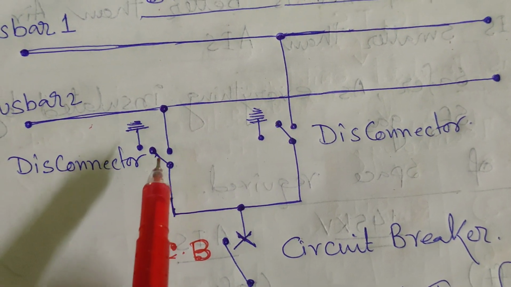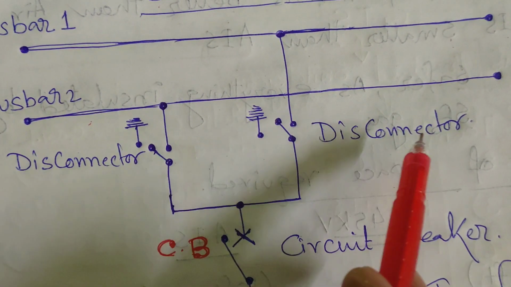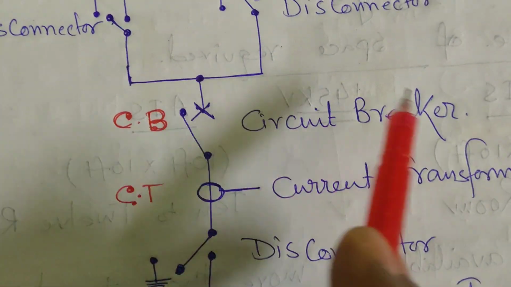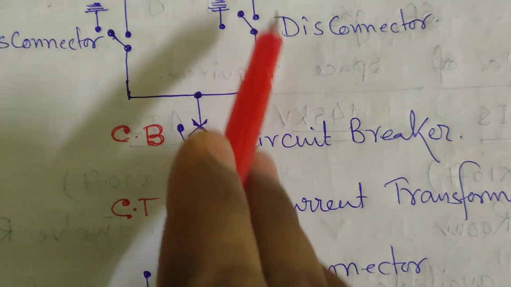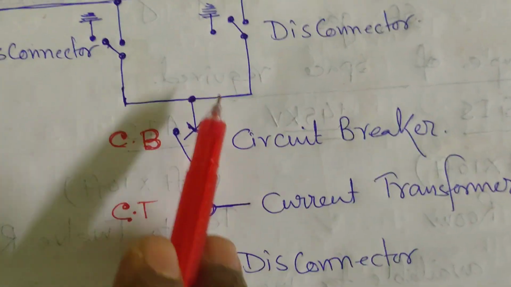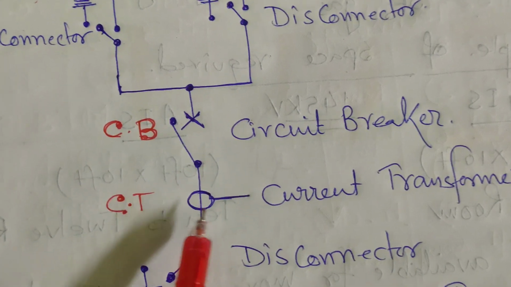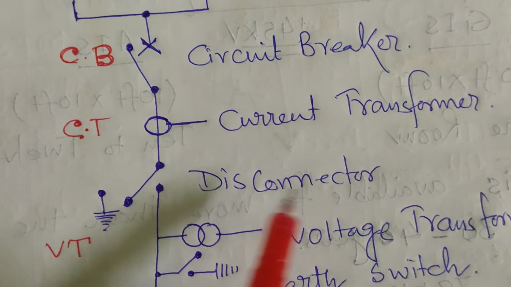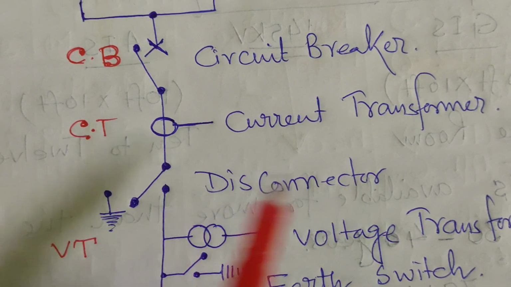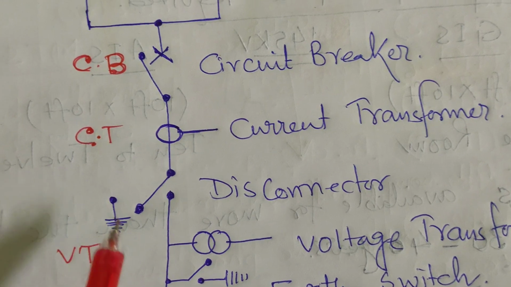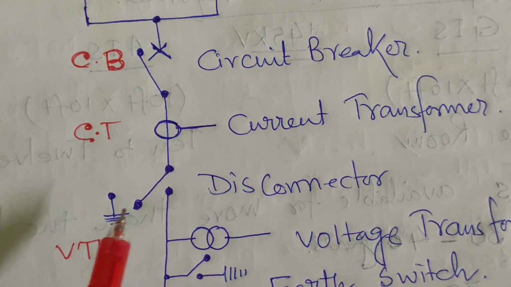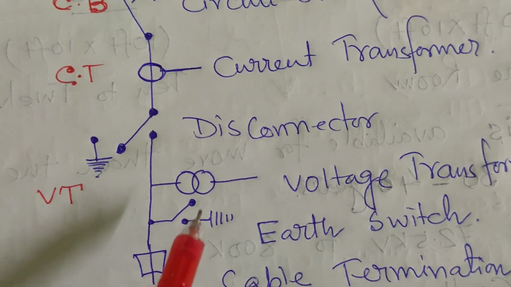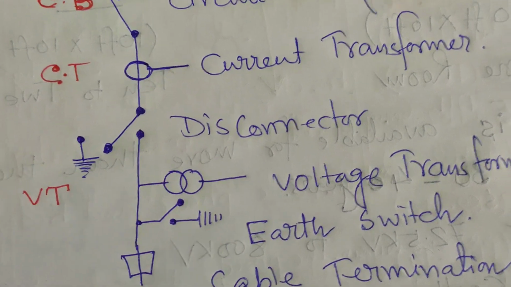Main bus 2 disconnector, that is the isolator, and main bus 1 disconnector, that is also an isolator. Both are open now. This is the circuit breaker, connected in parallel with both the buses, a common circuit breaker. Then the current transformer, CT. Again the disconnector, an isolator with the earth switch. If necessary, we will put it in service. This is the voltage transformer. Again the earth switch. If necessary, we will put this earth in service.